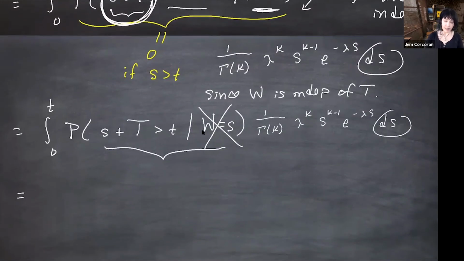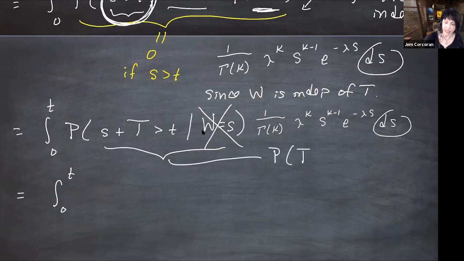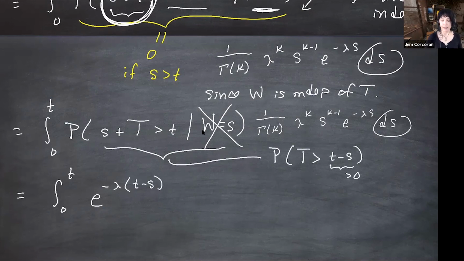Okay, let's bring it on home. This is the integral from 0 to t. I don't want to write this whole line in here, so let me rewrite this as the probability that T is greater than t minus s. And that's actually okay. It's not going to be 0 anywhere because we're in the regime where s is less than t, so this is always greater than 0 in this integral. And T is exponential with rate lambda, so this is one of those tail probabilities. This is e to the minus lambda (t minus s), using the fact that T has the exponential distribution with rate lambda. And then everything else.